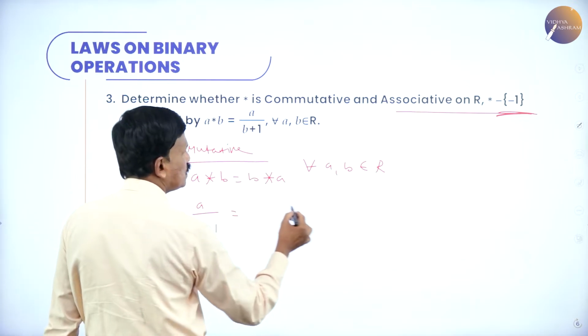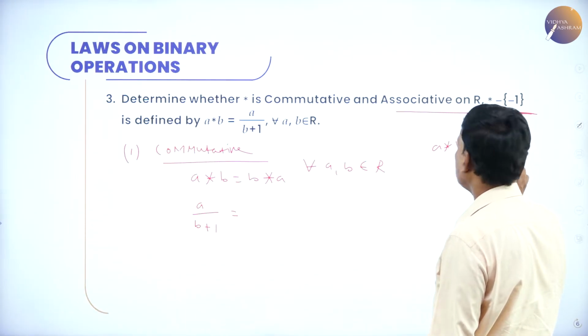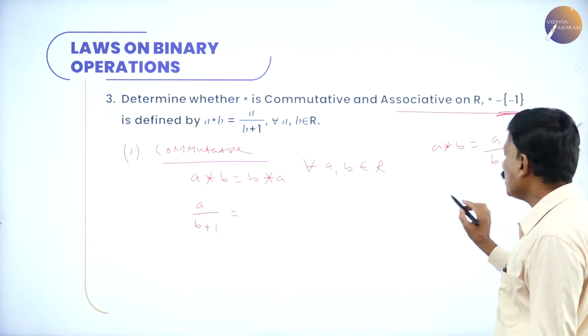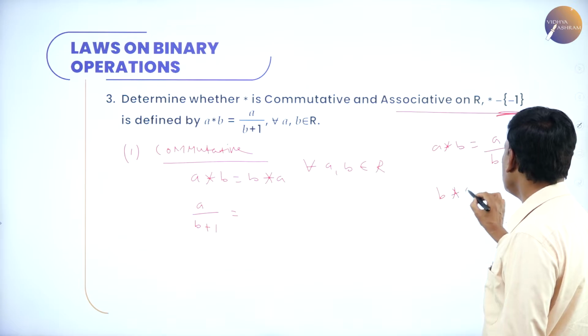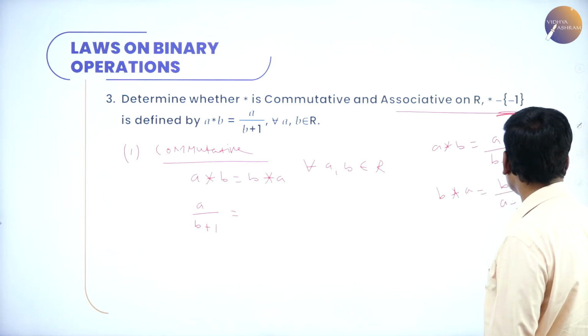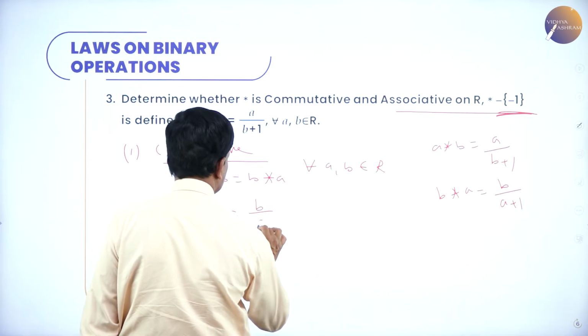So A star B is here. A star B is equal to A divided by B plus 1. That means first element divided by second element plus 1. Similarly, B star A can be written as first element B divided by second element plus 1, that is B by A plus 1.